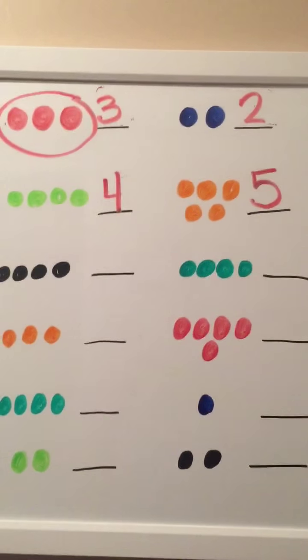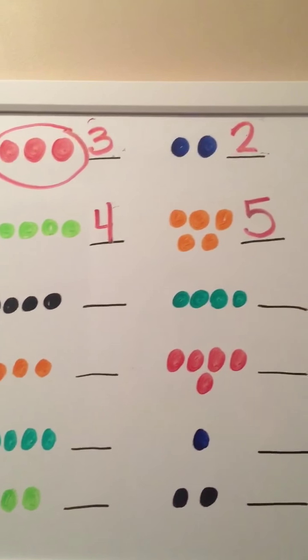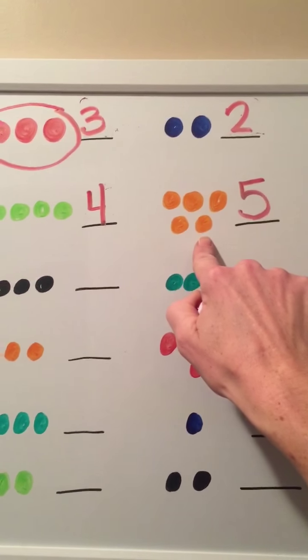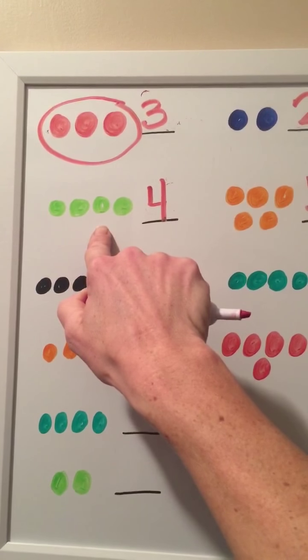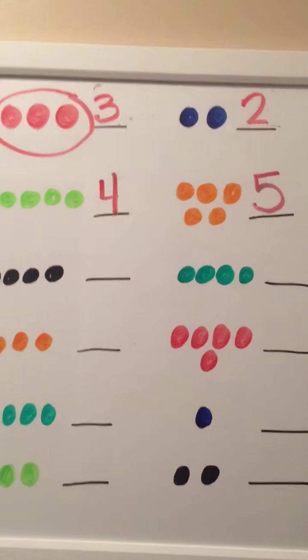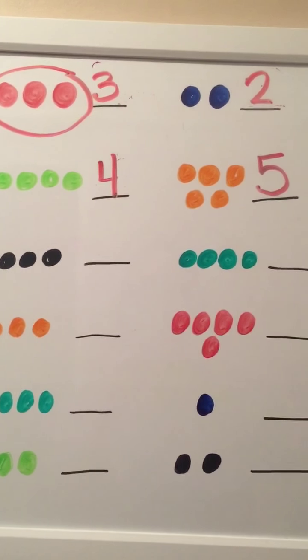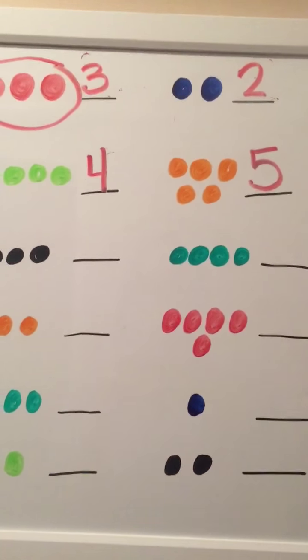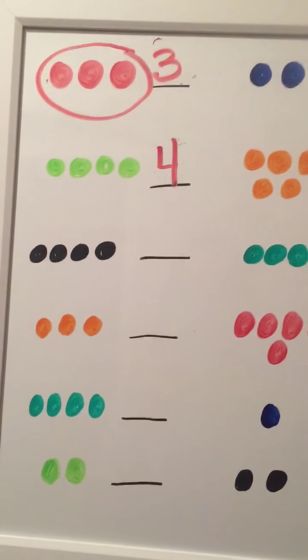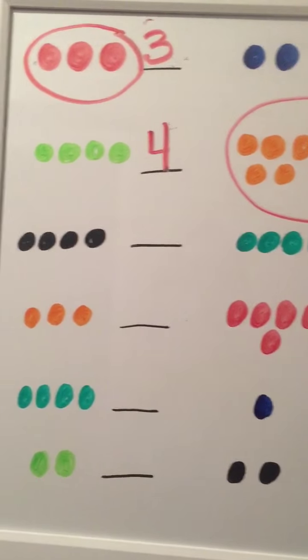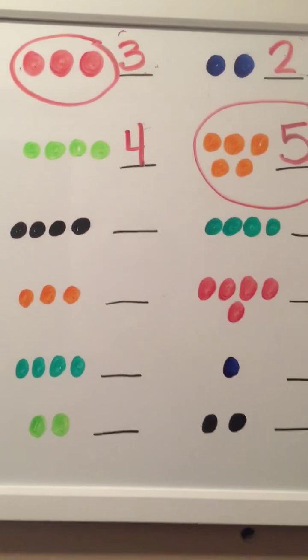Okay, let's circle the one that is greater. Which one is greater than? The orange M&Ms or the green M&Ms? Remember, greater than means more. Which one has more? And that's correct. It would be the orange M&Ms. So we're going to circle those.